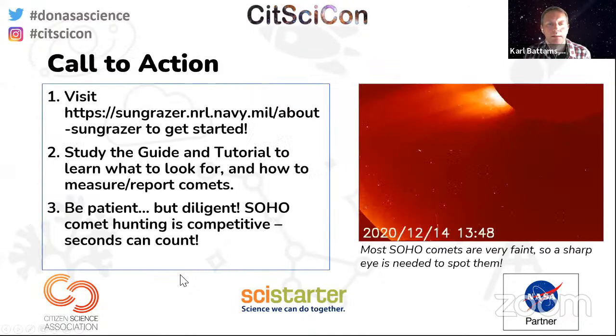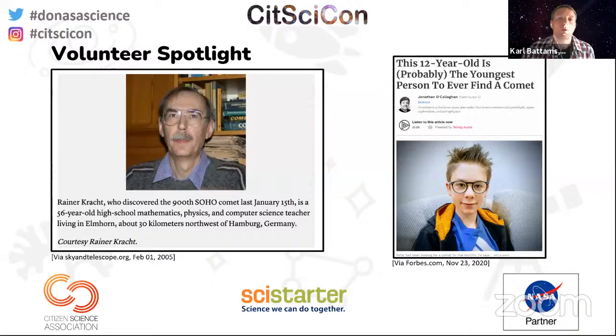Okay, so as I mentioned, the project has been running for over 21 years now. We've had participants from all over the world, from all ages, from all backgrounds. I've taken a couple of snaps from different news articles here just to highlight a couple of our participants. So on the left, Rainer Krucht, he was with the project before I was with the project, and he's still with it now. He's a high school teacher based in Germany, and he has discovered a huge number of comets. I mean, hundreds of comets he's discovered with SOHO.